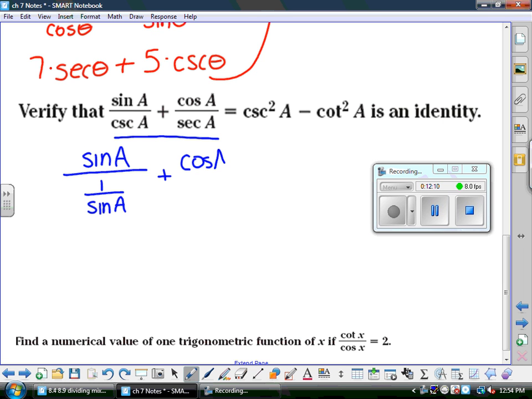Plus cosine A over secant. Secant is 1 over cosine A. Now I have fractions in a fraction. Those are called compound fractions. And to get rid of it, I'm going to multiply the top and the bottom by the reciprocal. So on this fraction, I'm multiplying the top and the bottom by sine A over 1. And in the other fraction, I'm going to multiply the top and the bottom by cosine A over 1.